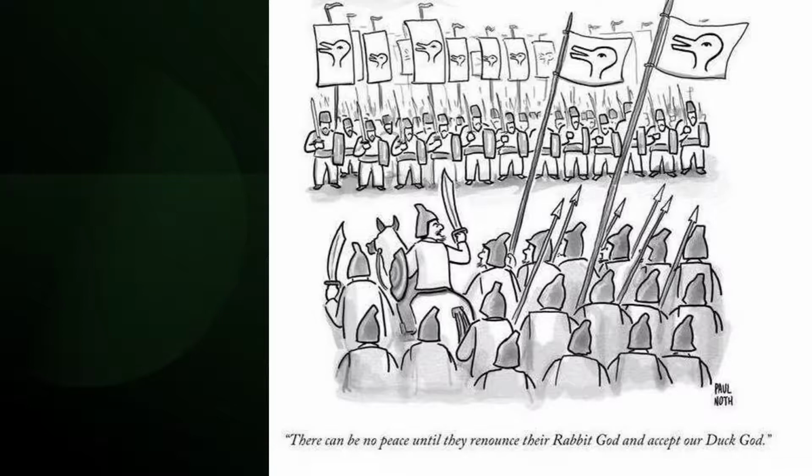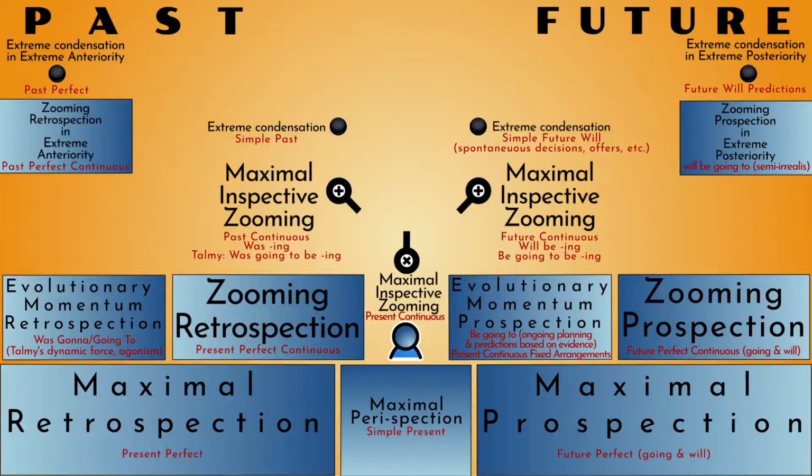There can be no peace until they renounce their rabbit god and accept our duck god. So this is something we will discuss later on, that there is not really just one meaning for each of these different structures. There is more than one meaning. But not all meanings are equally prototypical, central, or good exemplars of the central prototypical meaning of these structures.